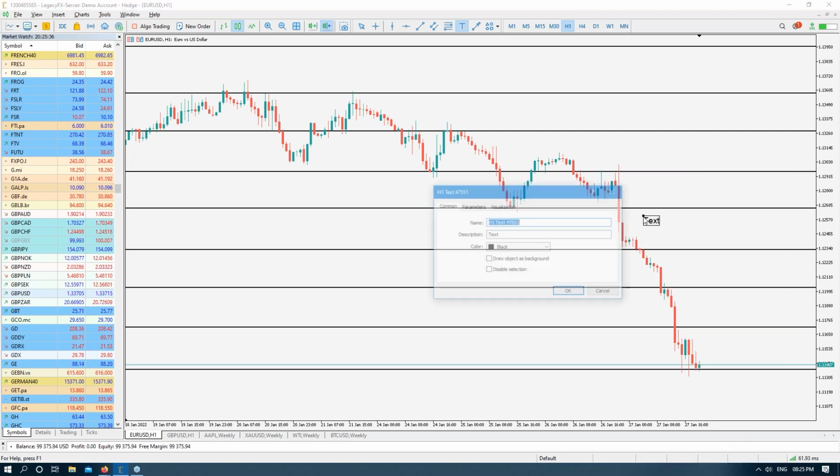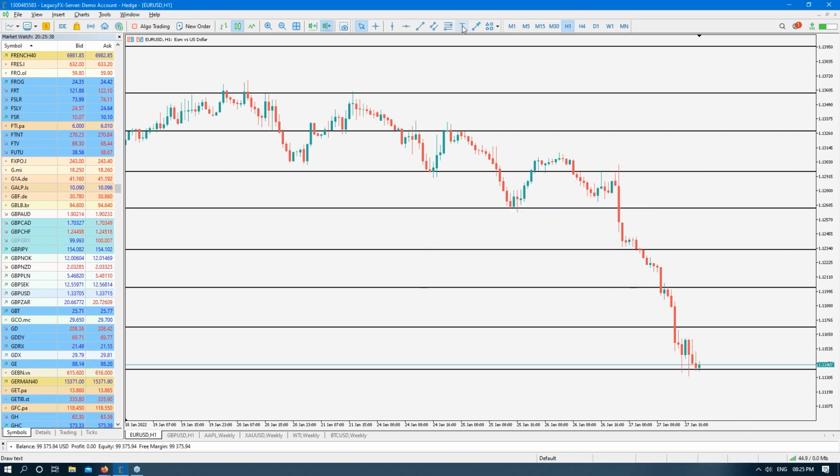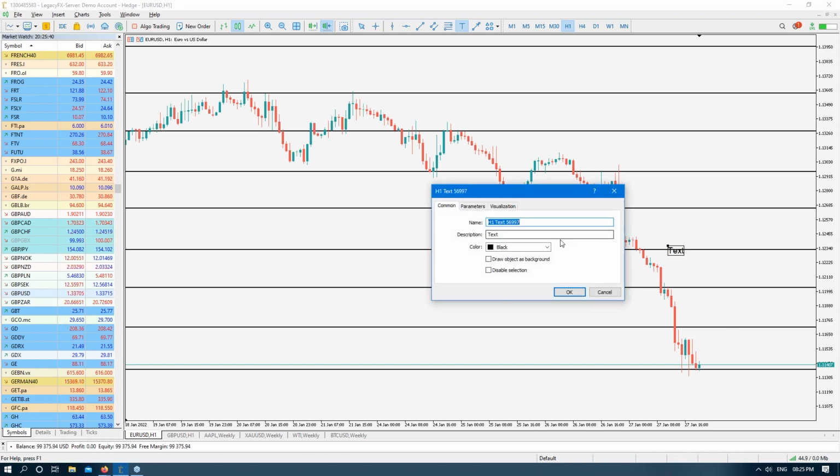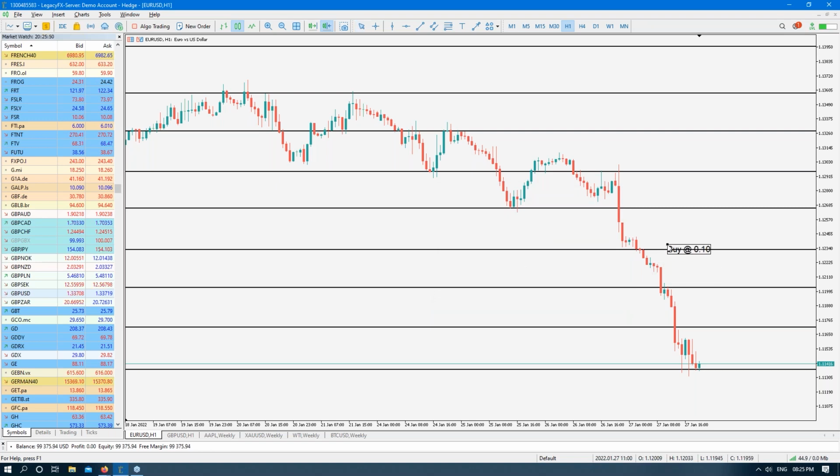The ladder system, however, goes with the idea that I do this. Buy at a mini lot, we said, right? So every line we're buying at 0.1.